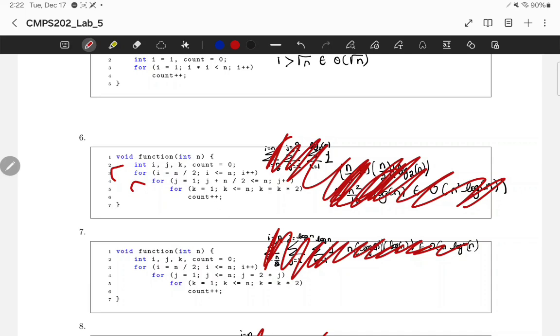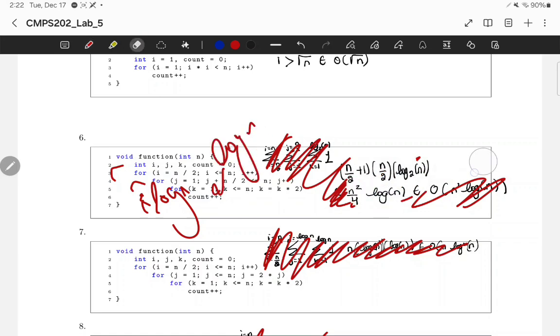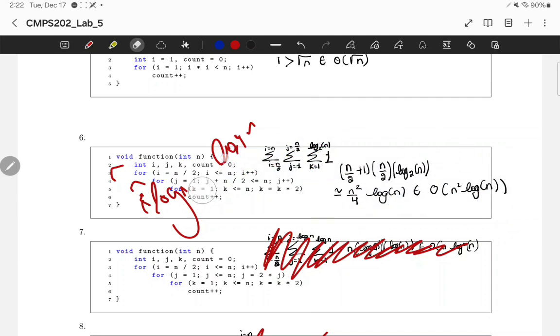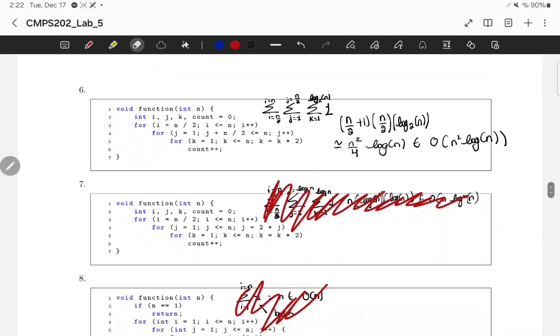Okay, but here the k is where it gets tricky, right? Because k, we're doing k equal to 1, k less than n, but then k equal to k times 2, so that's log n, so that's n squared log n. I mean, this is log n, okay, so the last one is log n, right? So yeah, we'd have n squared log n as a total, because the last one is log n, and count doesn't really matter in the entire thing. Yeah, so it's n squared log n. O of n squared log n.